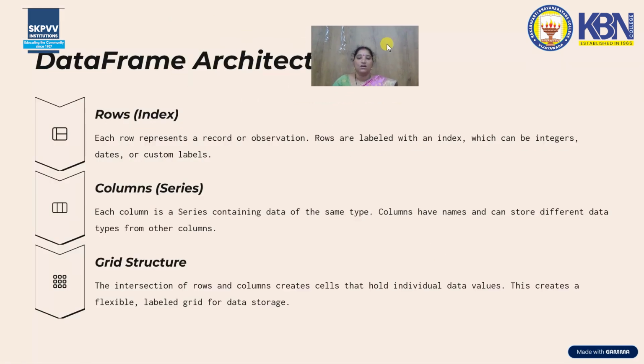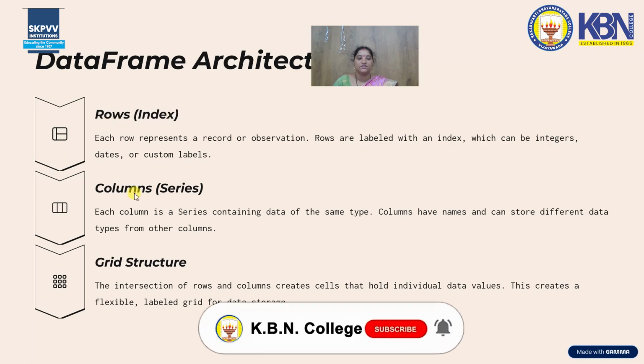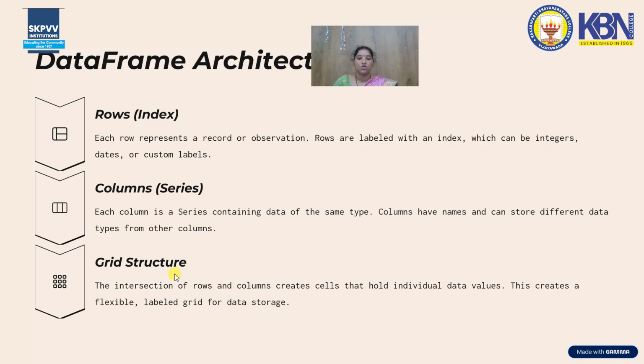Now this is the architecture of the data frame. In this architecture we can see the rows, columns, and grid structure. As we know, a row is also called an index, a column is also called a series, and the grid structure is the combination of rows and columns. In the row index, each row represents a record or observation, and rows are labeled with an index, which can be integers, dates, or custom labels.